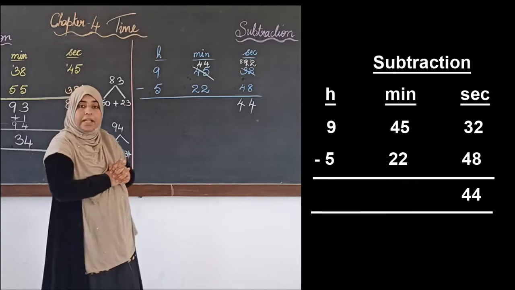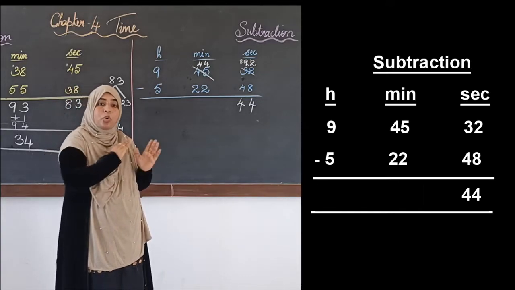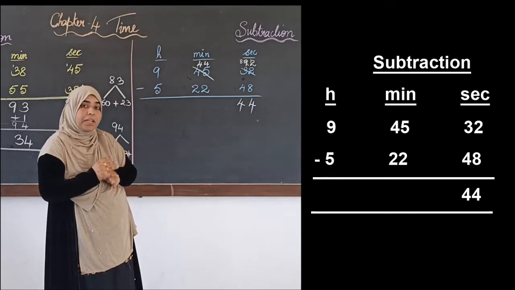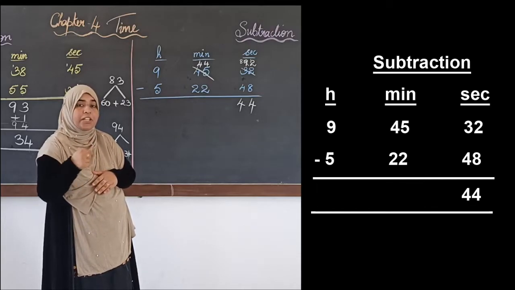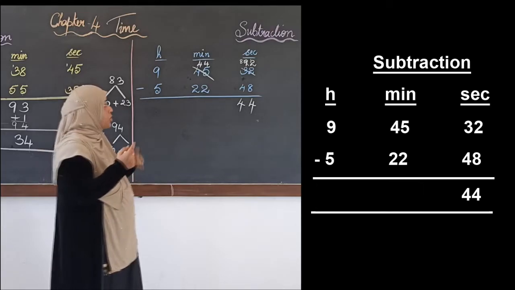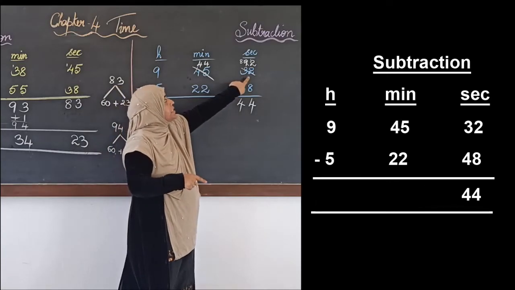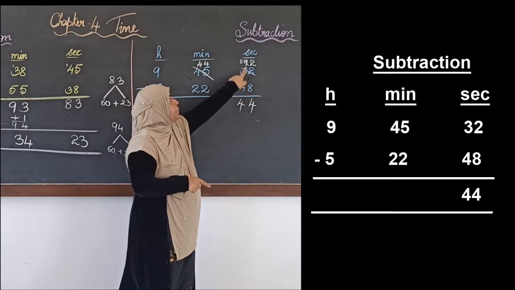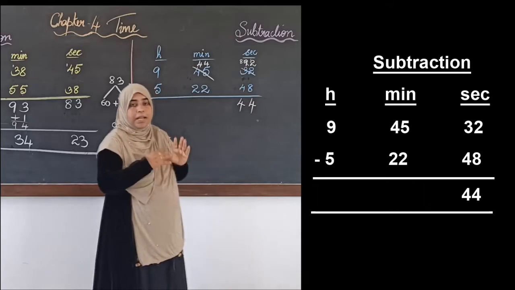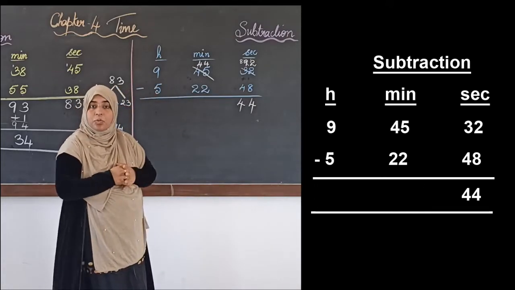32 minus 48 was not possible. So we borrowed 1 minute. So 1 minute, when it came to seconds, it changed to 60 seconds. So 60 seconds plus 32 what we had together made 92. 92 minus 48 is what we have done.